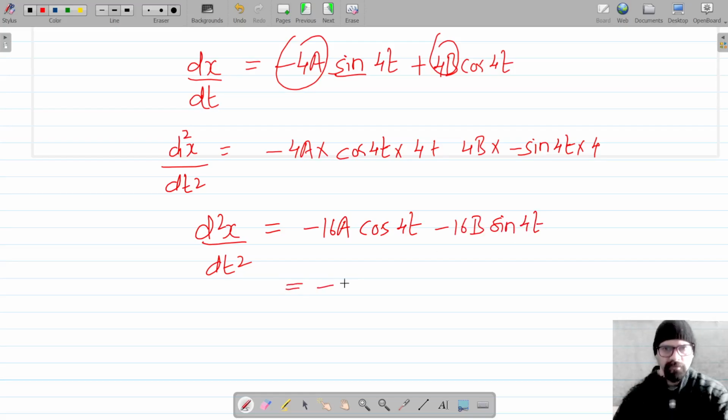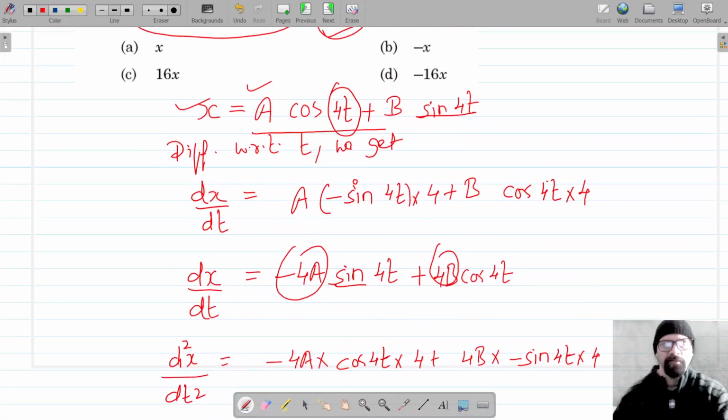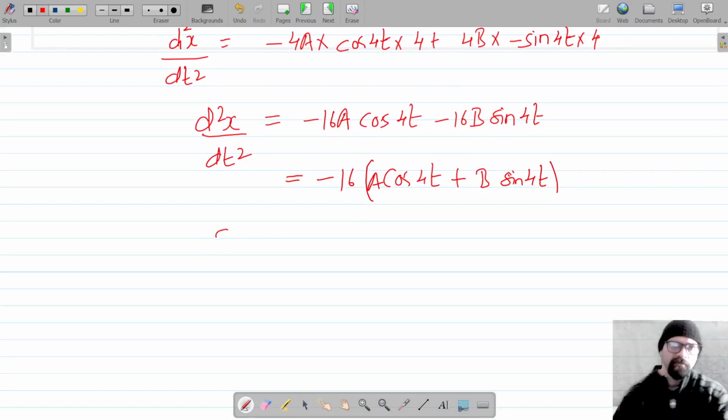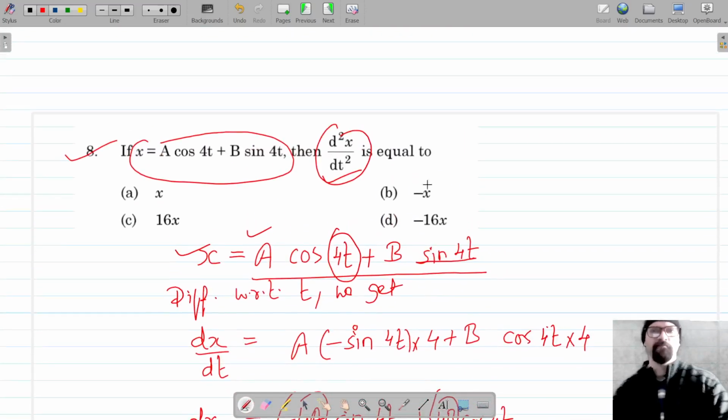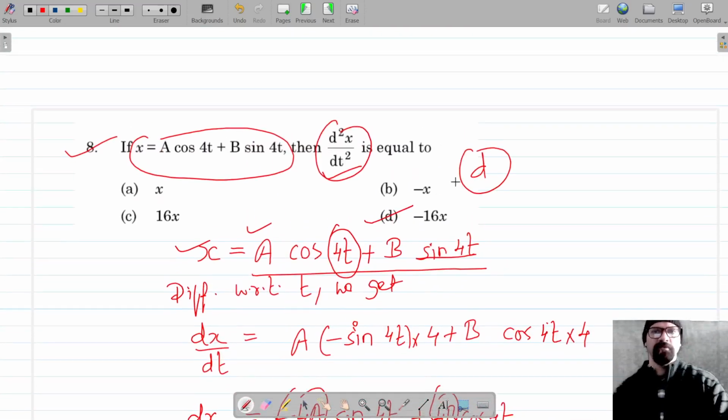Okay, I can take negative 16 out. So this is a cos of 4t plus b sine of 4t. And a cos of 4t plus b sine of 4t was x. So our second order differentiation with respect to t is equal to negative 16x. So negative 16x means D is the correct option for this one.